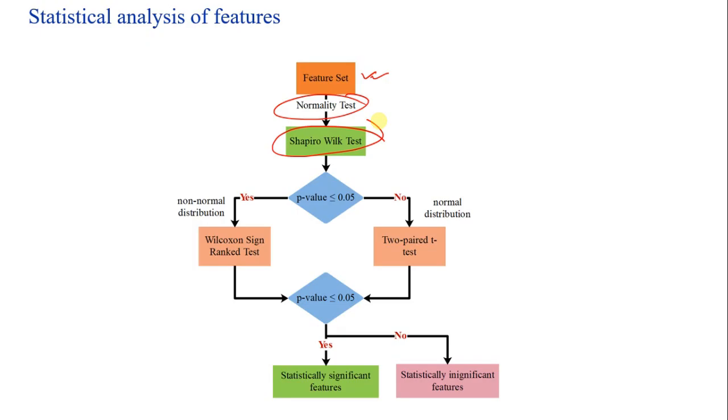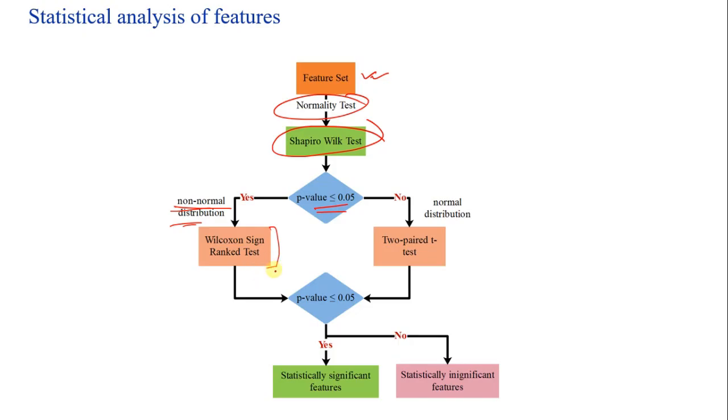This you need to understand. If p-value is less than 0.05, we have the non-normal distribution. If it is non-normal distribution, we go for the Wilcoxon signed rank test, and from there again you find out the p-value, and from there you can find out the statistically significant features.